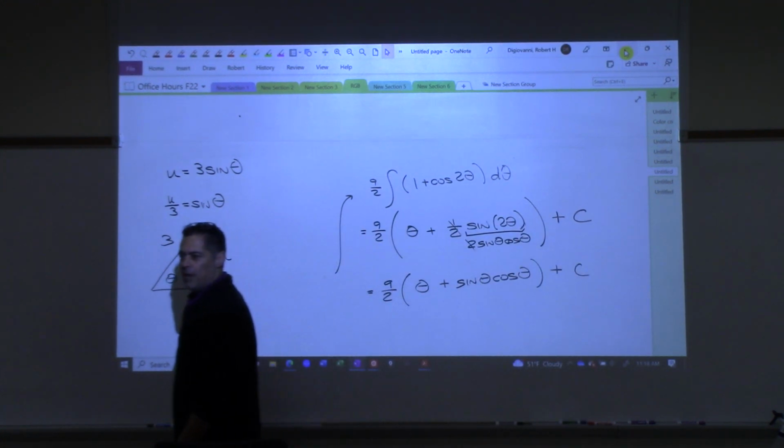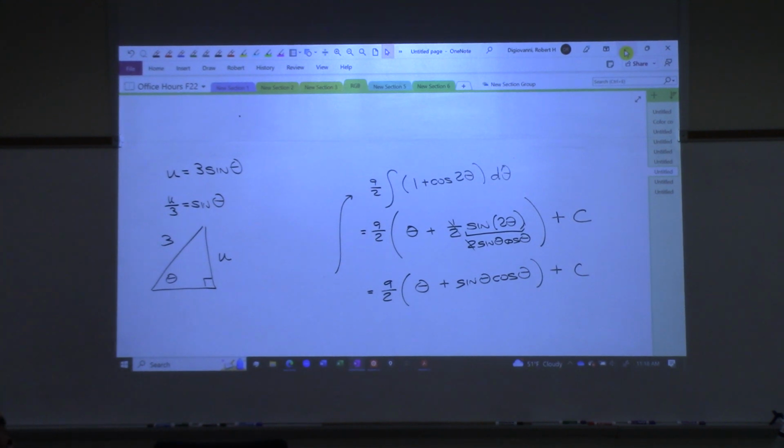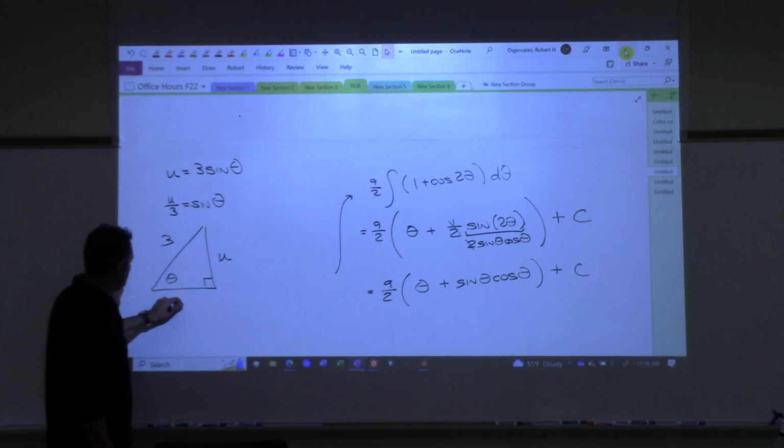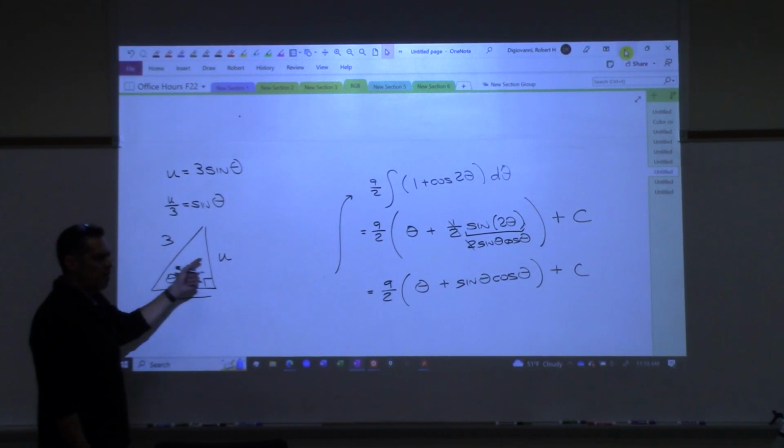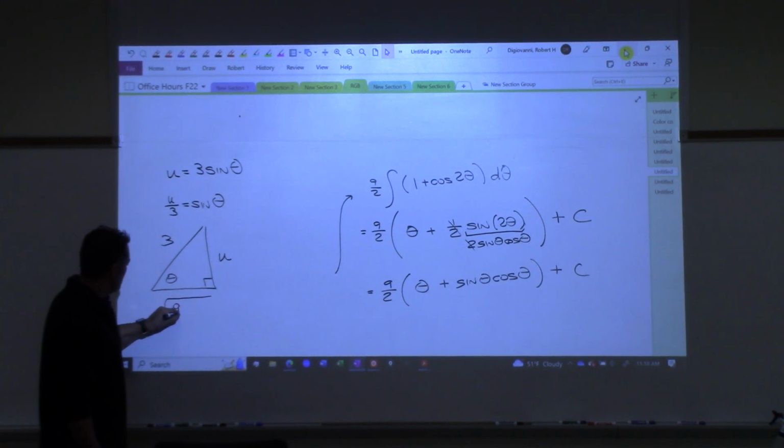Right? Opposite, hypotenuse. And that forces this side to be the square root of that one squared minus that one squared. So 9 minus u squared.